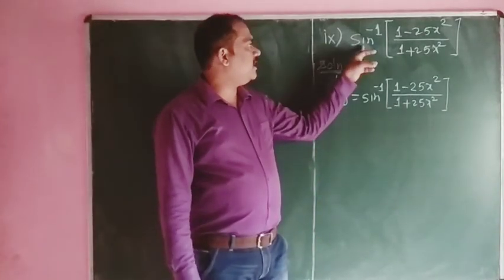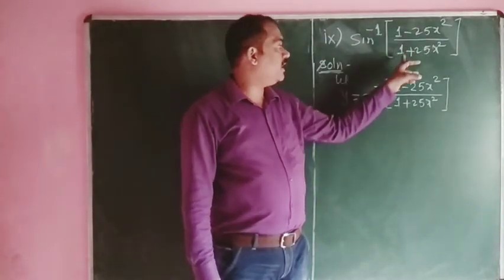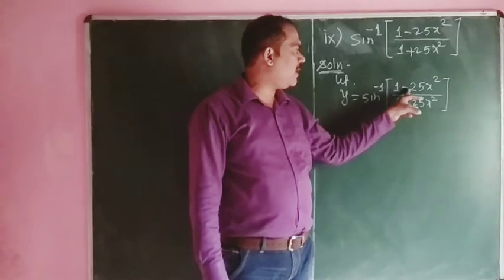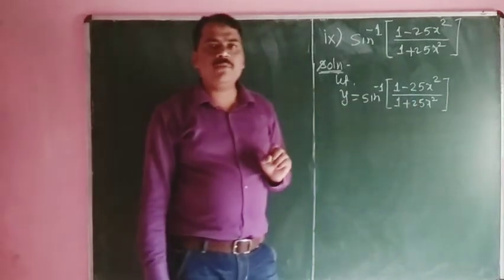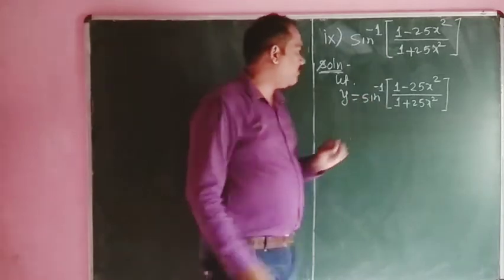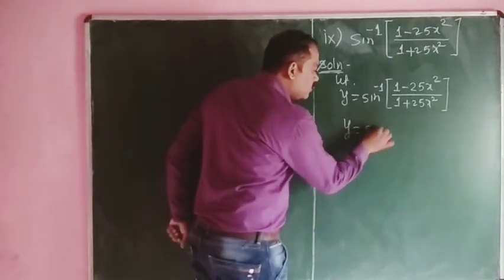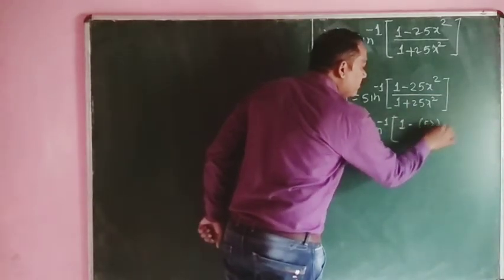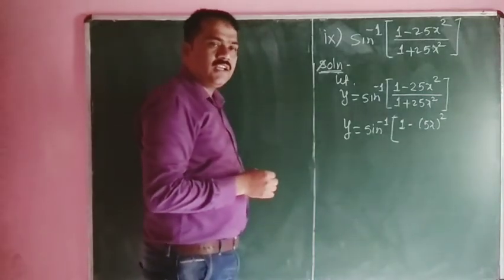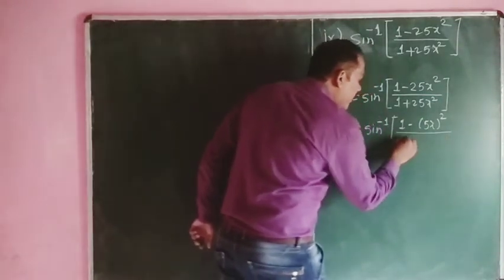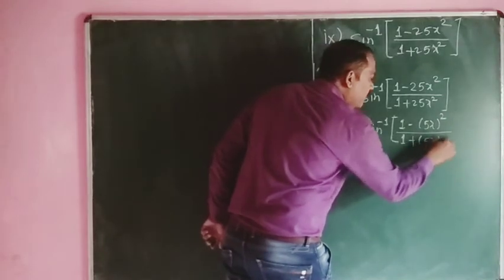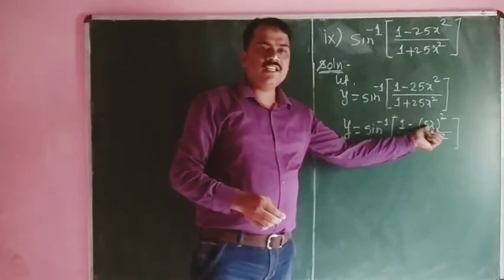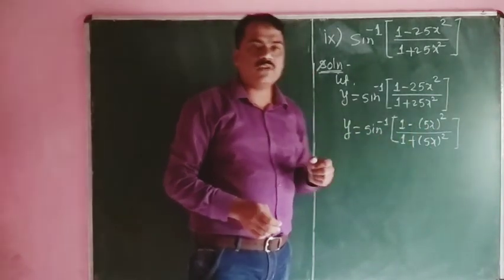Ninth example is sin inverse of 1 minus 25x square divided by 1 plus 25x square. Let y is equal to sin inverse of 1 minus 25x square divided by 1 plus 25x square. Now we have to simplify this. y is equal to sin inverse of 1 minus 5x bracket square, since 25x square can be written as 5x bracket square, divided by 1 plus 5x bracket square. Okay. Now we have to put 5x is equal to tan theta. 1 plus tan square theta is equal to sec square theta.